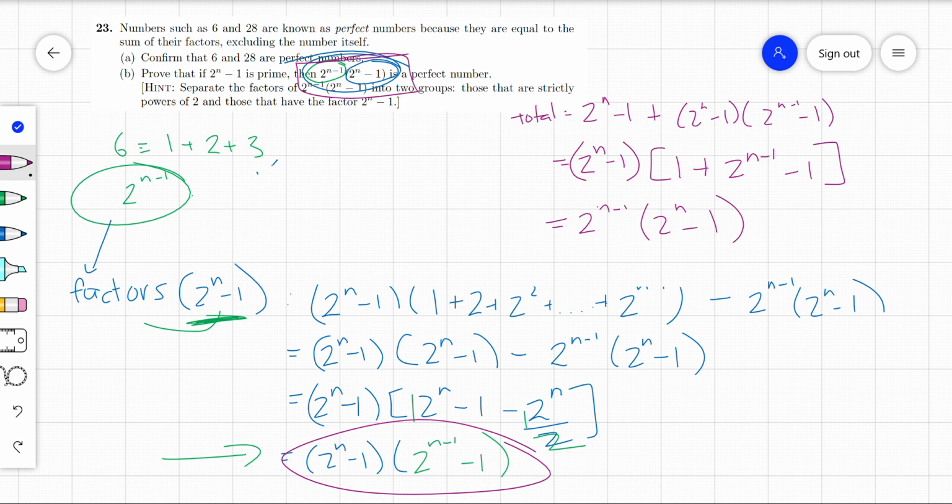So the sum of all those factors equaled the number itself. We just excluded the actual number itself in the factors. All right, I hope that made sense.